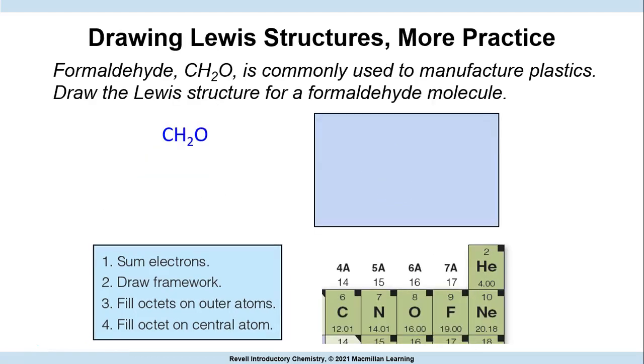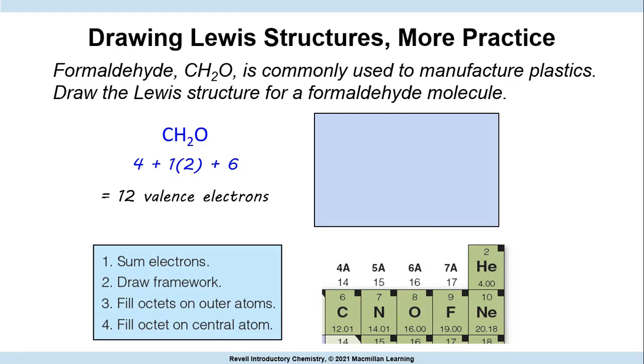Now let's draw the Lewis structure again for formaldehyde. Formaldehyde is commonly used to manufacture plastics, and we are going to see how we can draw its structure. First, we calculate the number of valence electrons. Carbon is found in group 4, so 4 valence electrons. Hydrogen has 1 valence electron, times 2. And oxygen is found in group 6A, 6 valence electrons. So we have 4 plus 1 times 2 plus 6, which sums up to 12 valence electrons.